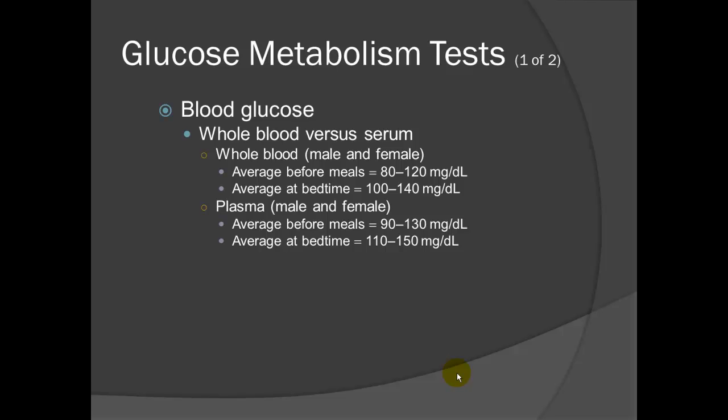Glucose metabolism tests. Whole blood versus serum. Whole blood in male and female, average before meals should be about 80 to 120. Average at bedtime, 100 to 140 milligrams per deciliter. In the plasma, male and female, averages before meals about 90 to 130, a little higher. Averages at bedtime, 110 to 150 milligrams per deciliter.